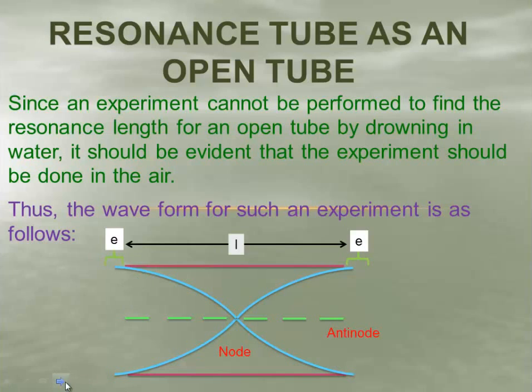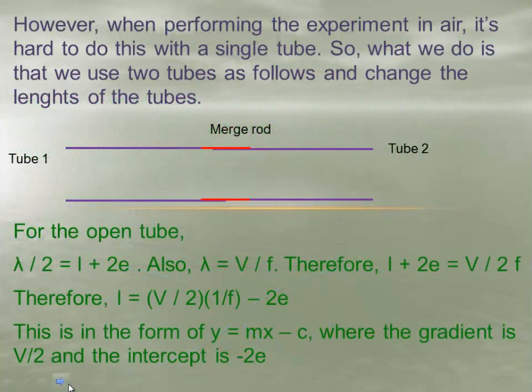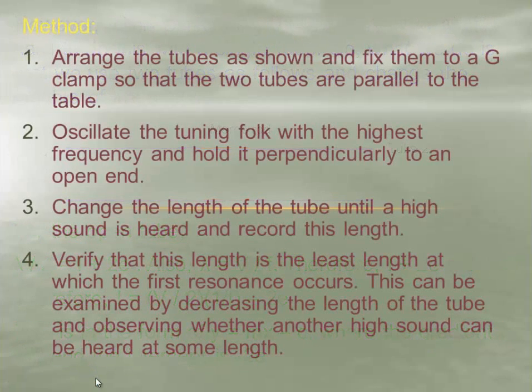So lambda by 2 will be equal to L plus 2e, and also we know that v equals f lambda, so lambda equals v by f. So L plus 2e is equal to v by 2f, right? V by 2f. So finally we can solve it so that L equals v by 2 times 1 upon f minus 2e, right? This is in the form of y equals mx plus c, where the gradient is v by 2 and the intercept is minus 2e. So that is the method that we undergo here.